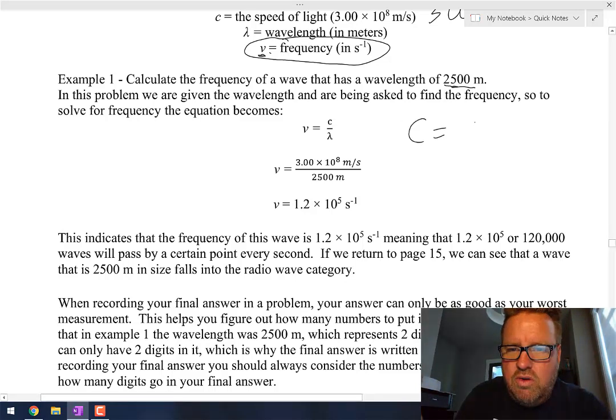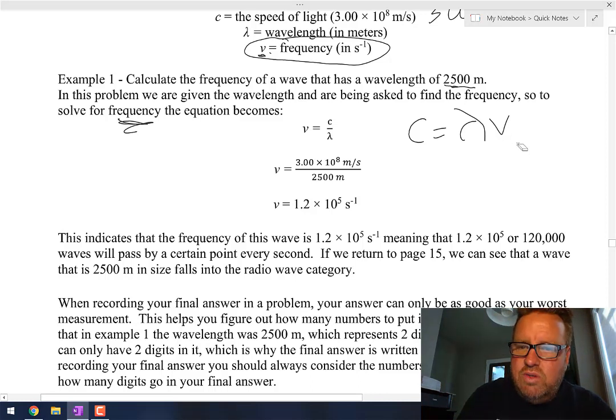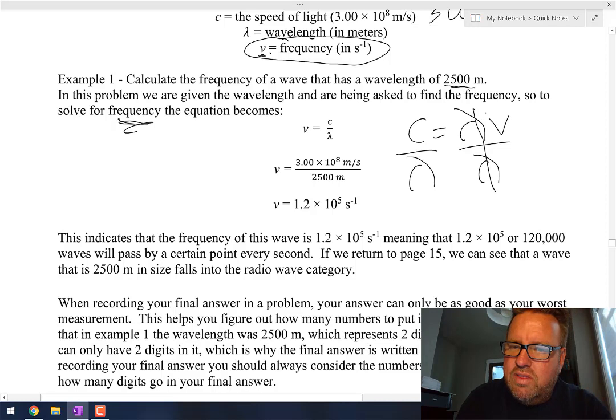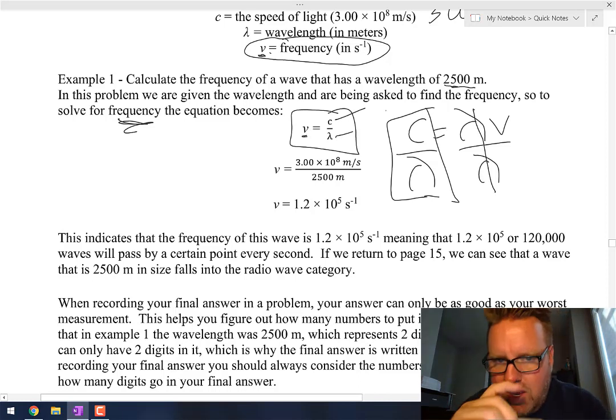If we start with speed of light equals wavelength times frequency, and we're asked to find the frequency, that means we have to get the frequency by itself. And to do that, using algebra, what do we do? We divide by the wavelength. So we divide both sides by wavelength, and the wavelength cancels on this side, and we're left with the speed of light over the wavelength. And notice that's what we have here: the frequency is equal to the speed of light over the wavelength.